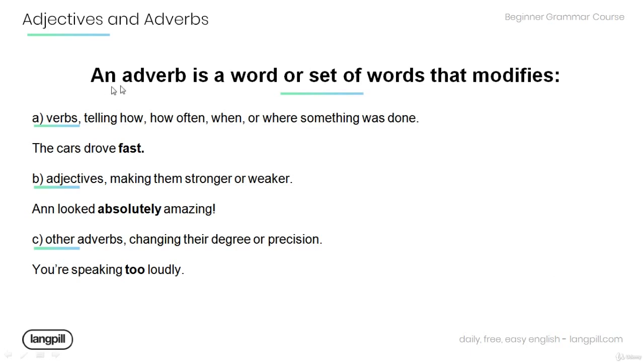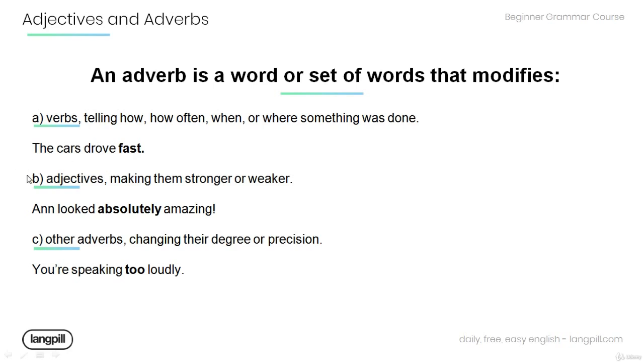On the other hand, an adverb is a word or set of words that modifies A, verbs, telling us how often, when, or where something was done. For example, the cars drove fast. The adverb fast describes how the cars drove.